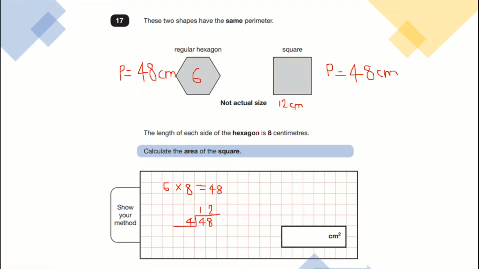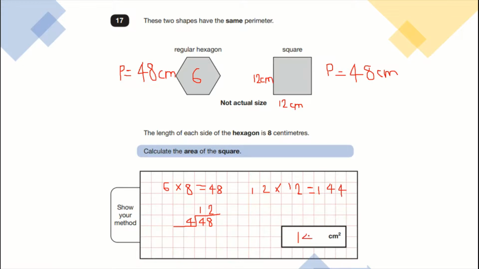To work out the area of the square, we times one side by the other side, and a square has the same sides. All the sides equal the same. So if we do 12 times 12, which is 144, we get our area.